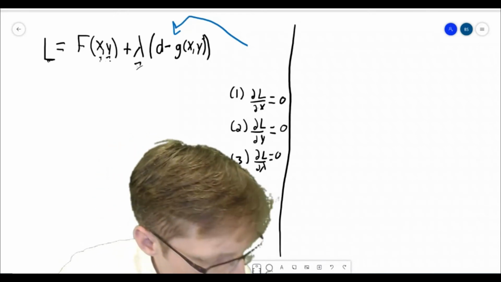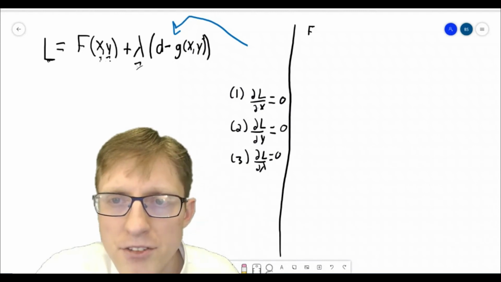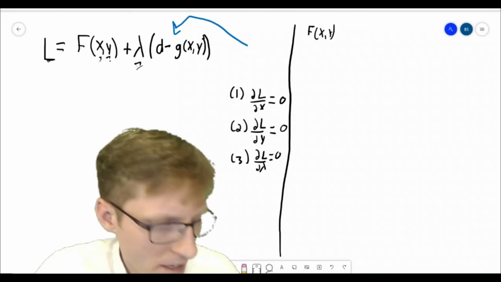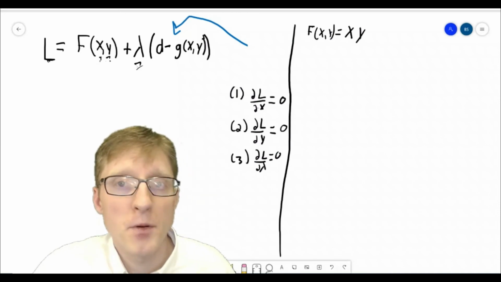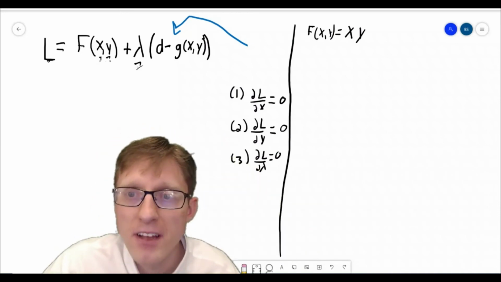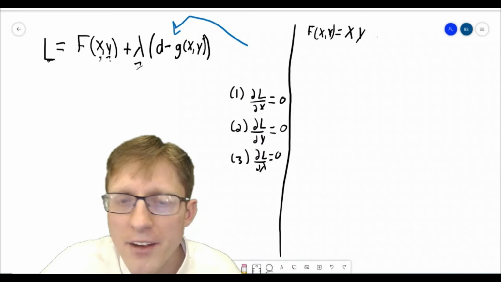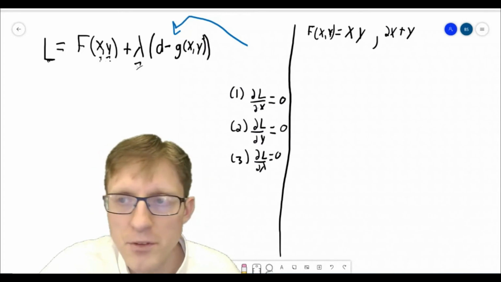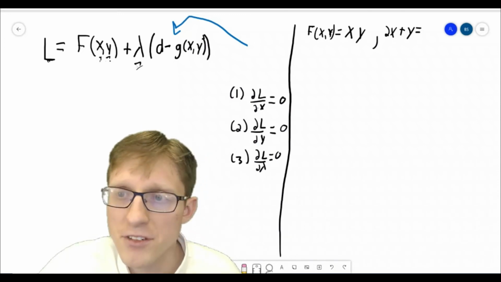So let's say, again, that the function we're trying to maximize or minimize is f of x and y equal to x times y. And in this example, we're trying to maximize that. And the constraint is that 2x plus y will be less than or equal to 6, but we assume that all these constraints hold with equality, so we're going to say equal to 6.